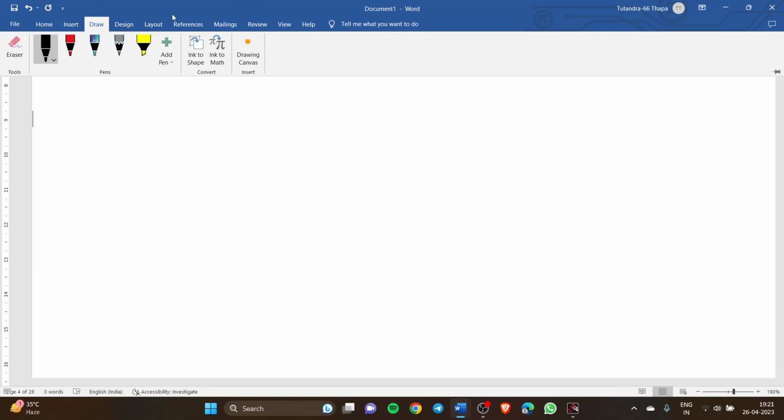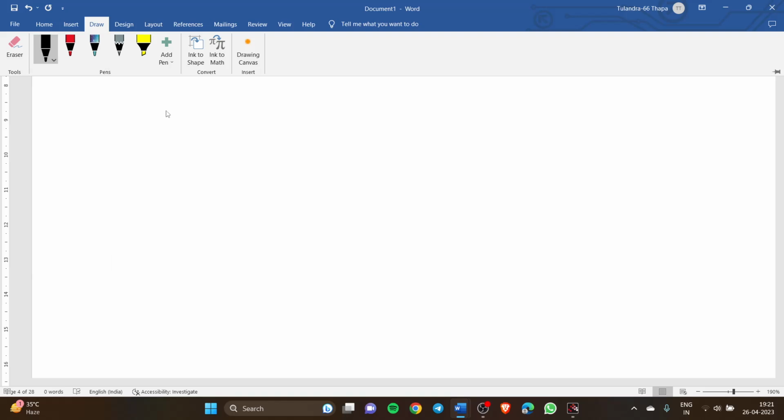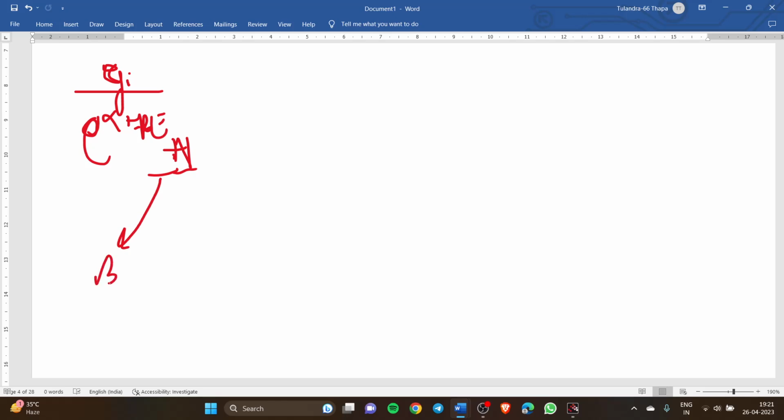Firstly we have to see what we are doing. We have the distribution functions for Fermi-Dirac and Bose-Einstein as 1 upon e to the power alpha plus beta e, plus or minus 1. Minus 1 is for Bose-Einstein and plus 1 is for Fermi-Dirac.